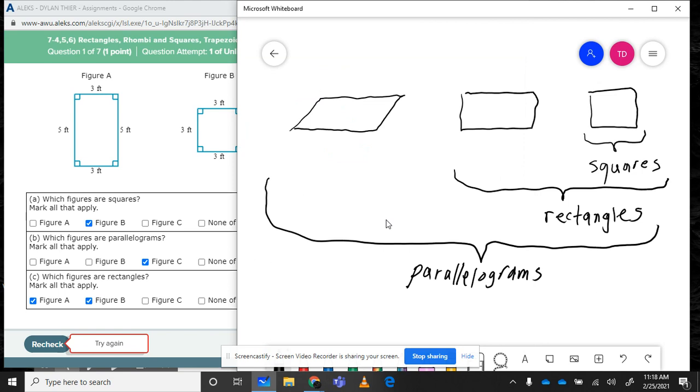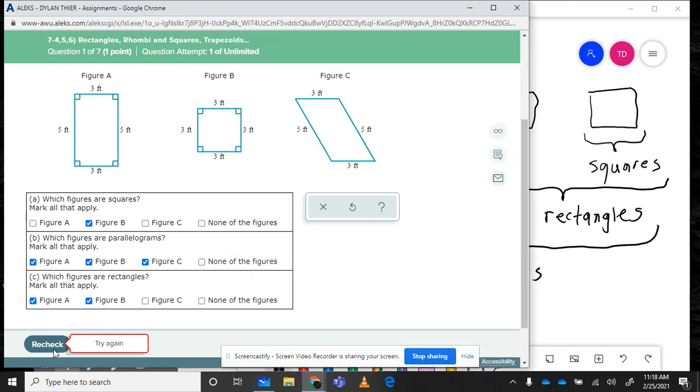Parallelograms, I believe a parallelogram just needs to have two sets of parallel sides. It doesn't matter what the angles are, as long as you have two sets of parallel sides, you are a parallelogram. So this one has two sets of parallel sides. This one has two sets of parallel sides. I believe all of these should be parallelograms.